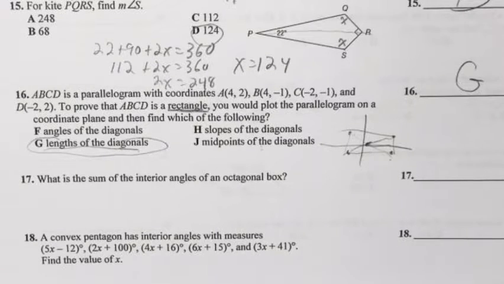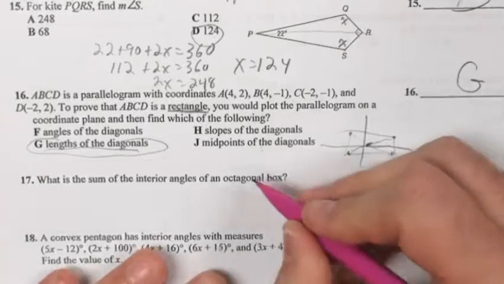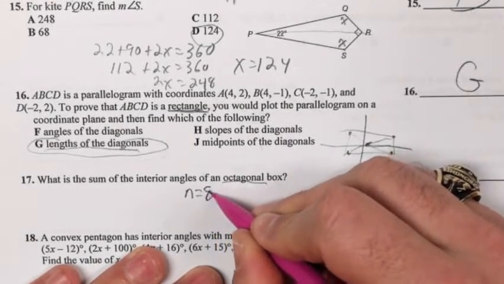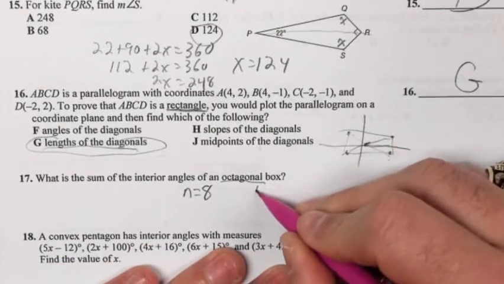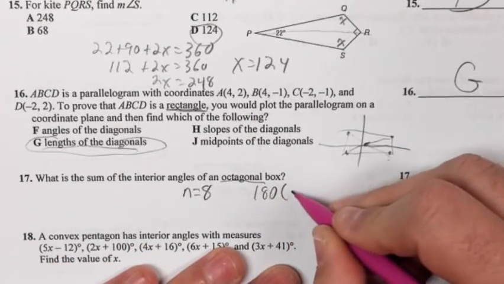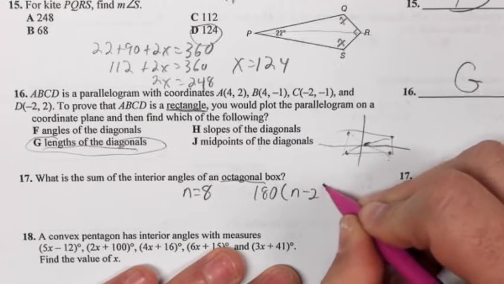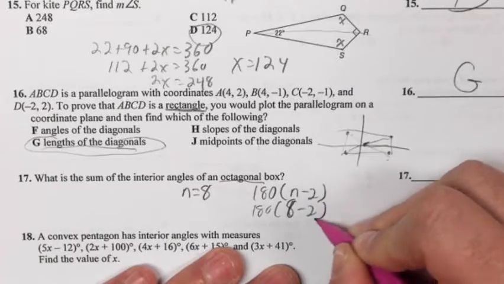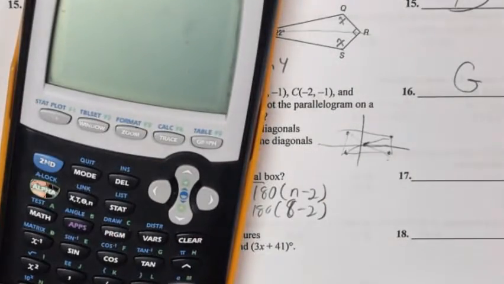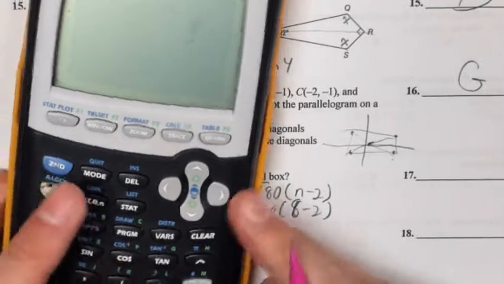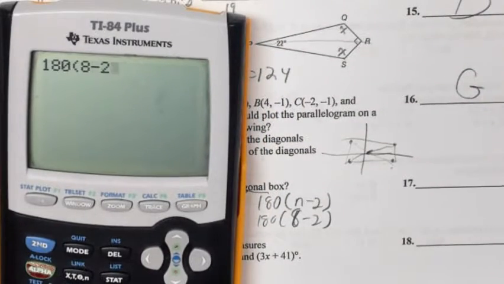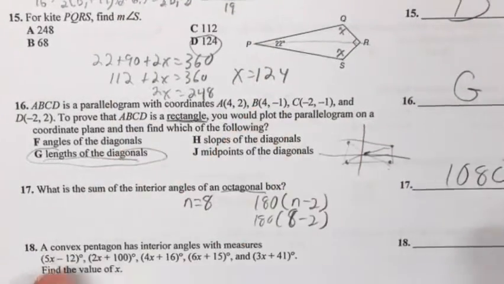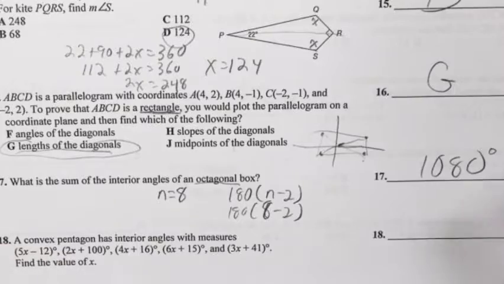Number 17, the sum of the interior angles of an octagonal box. For an octagonal box, that means N equals 8. So the sum of my interior angles is 180 times N minus 2, which is 180 times 8 minus 2. And so 180 times 8 minus 2, 1,080. 1,080 degrees.